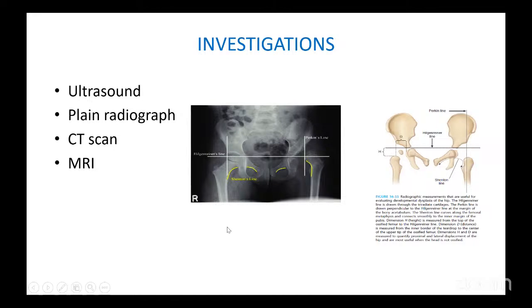So here in a plain X-ray, there are two lines we take as reference lines. One is a horizontal line which goes through the triradiate cartilage. This is the triradiate cartilage. Ilium, ischium, pubis: these are the three innominate bones, where the triradiate cartilage joins these three bones. These three bones will form the hemipelvis. So this point is called the triradiate cartilage, and here also triradiate cartilage.